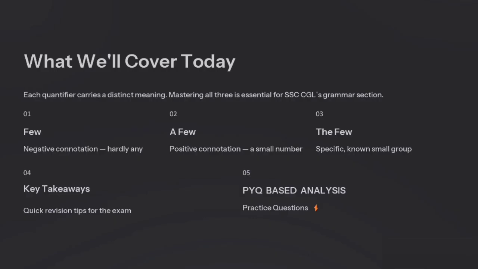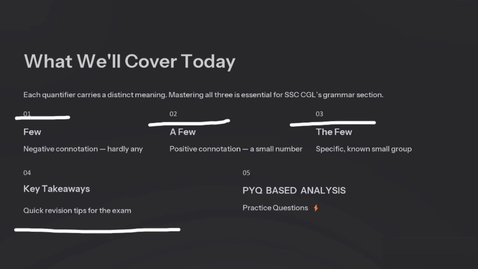So in my today's video I am going to discuss 5 objectives, and they are: first quantifier few, second quantifier a few, third quantifier the few, then quick revision tips you can say for the examination, and the last objective PYQ based analysis. So throughout this video you will cover up 5 objectives that will help you to know the basic thing about their usage, which will help you to gain your knowledge and boost your score with full clarity.